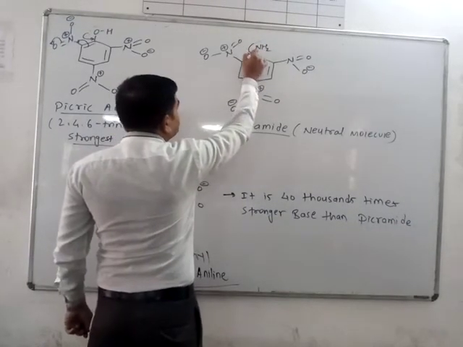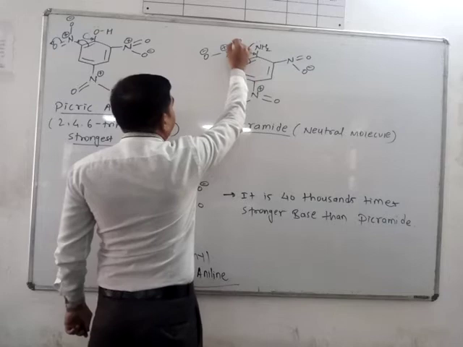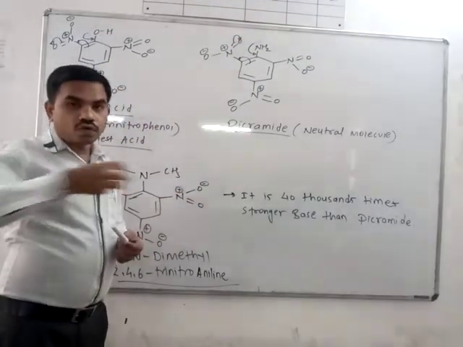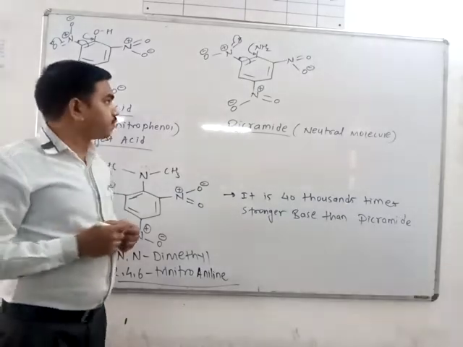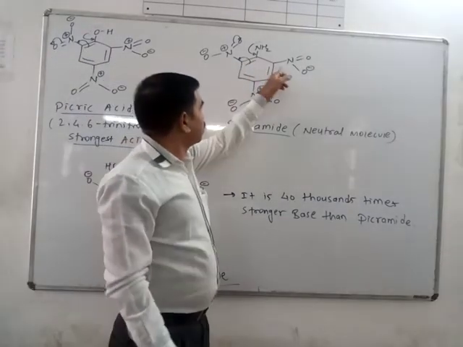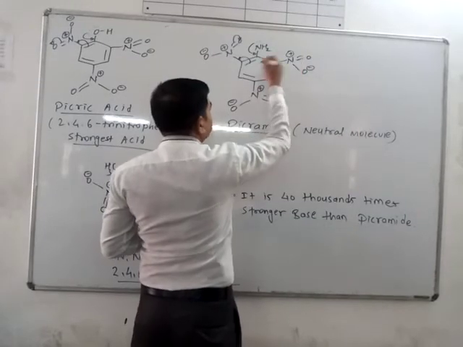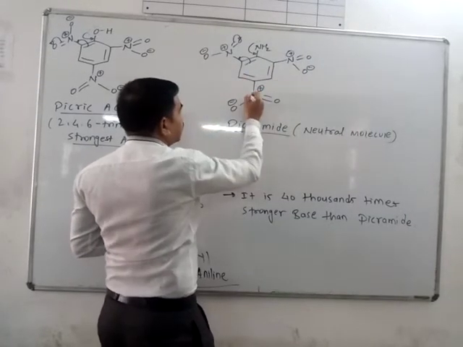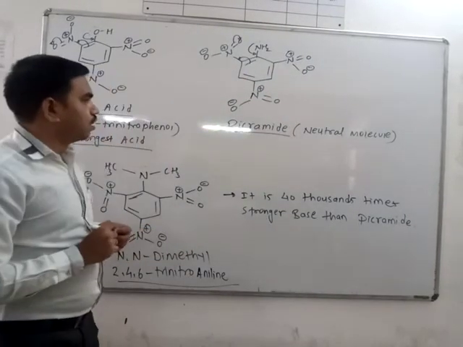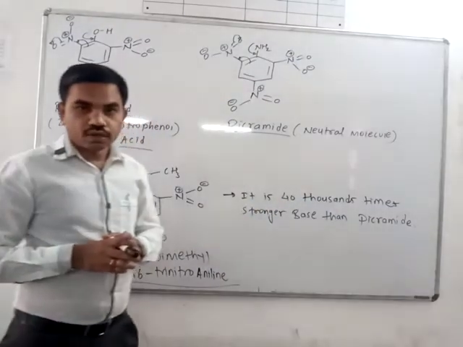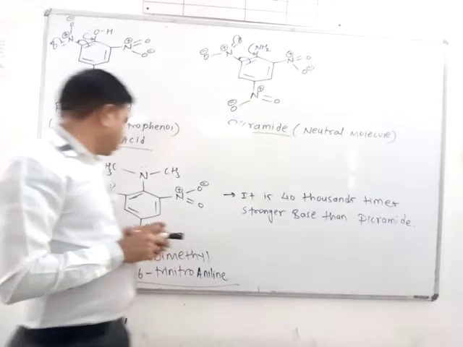The lone pair goes this way, the pi bond goes here, and due to this NO2 group, it also withdraws electron density towards itself. Now see here, at 2 ortho and 1 para position, a bulky group is present, that is nitro. So basically it acts as a neutral molecule and not a base.